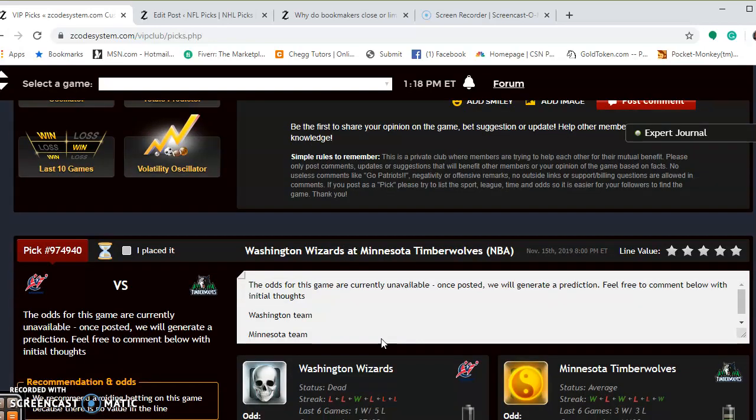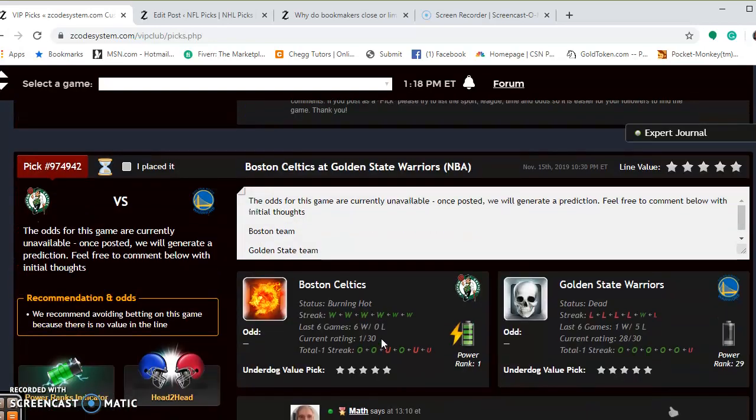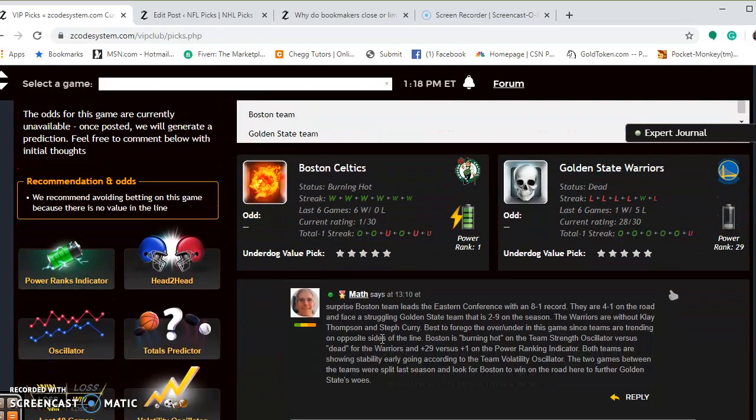And we have a couple more games we want to take a look at here. Boston Celtics and the Golden State Warriors. Well, what can you say about this one? Boston is off to a tremendous start at 8-1, leading the Eastern Conference. They are 4-1 on the road. Golden State is struggling mightily. They are 2-9 on the season. They are without Klay Thompson from the start of the season, and now Steph Curry for a few months, so they are in all kinds of disarray and all kinds of trouble.